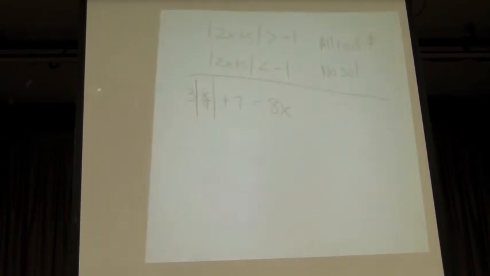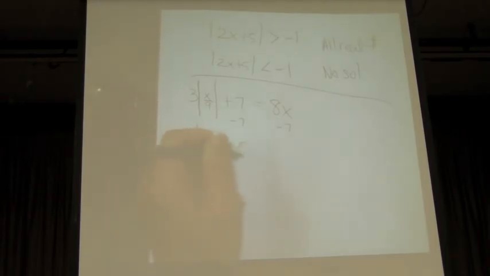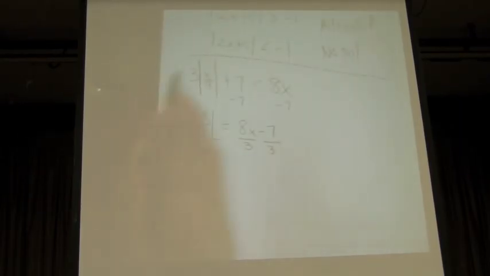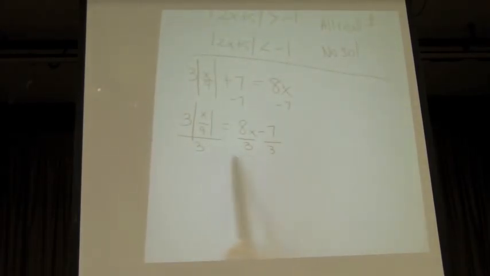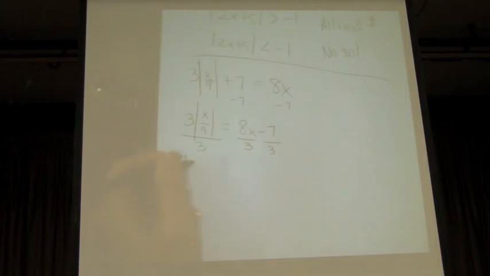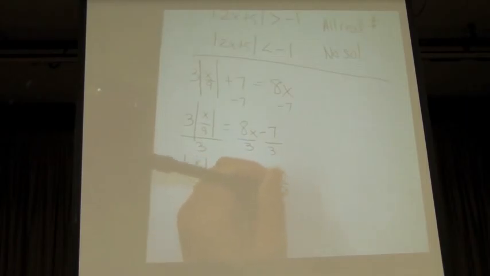First step. What's the first step? Subtract 7. 3 times the absolute value of x over 9 equals 8x minus 7. What do you want to do now? Divide by 3. I'm going to divide each thing by 3 separately, including these. Now I get the absolute value of x over 9 equals 8/3 x minus 7/3.